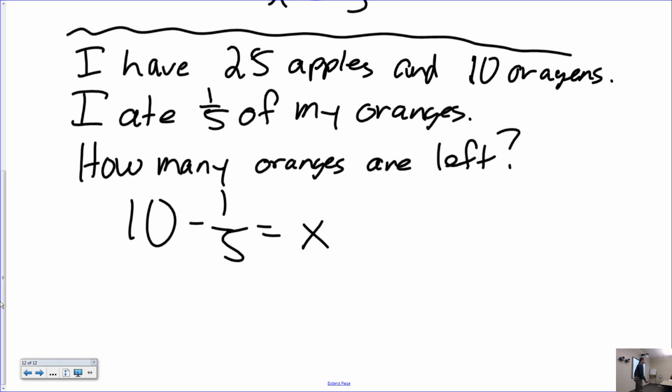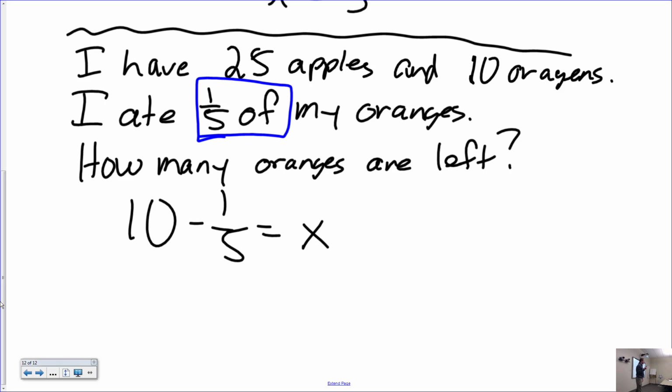What's 10 minus 1/5, folks? Okay, so good. We're on the right track with subtraction. Why is subtraction the right thing to do, folks? Because you have to subtract that. Yeah, because when you eat them, you subtract them, right? But the key here is realizing that 1/5 is not an orange. It's 1/5 of 10 of my oranges.